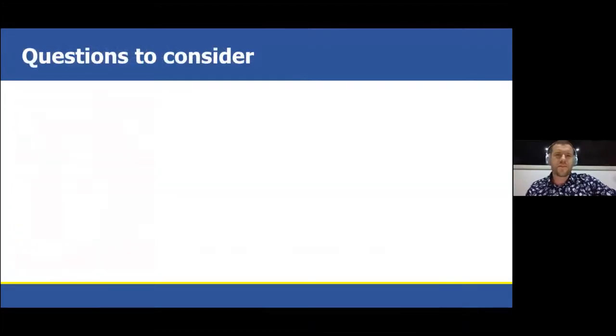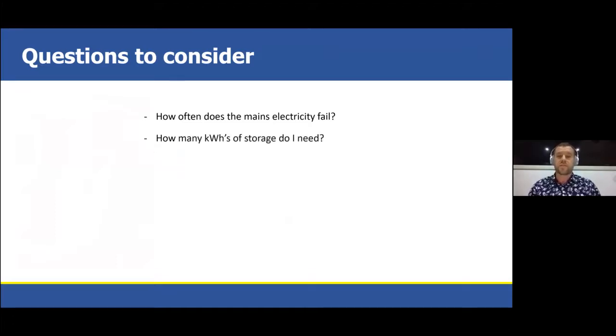It's one of the things that I really reflect on, being able to provide that for Phil and Kate and what they can provide for the community in those awful times. So questions to consider if you are building in a bushfire-prone area, which a lot of regional Victoria is these days. How often does the mains electricity fail? And how many kilowatt hours of storage would you need?